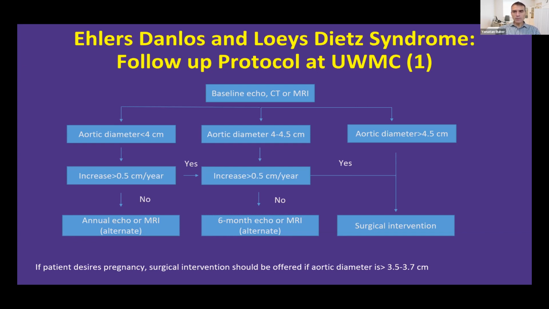The indication for root surgery for women who desire pregnancy is not very clear. The recommendations are not very strong, but we use anywhere between 3.5 and 3.7, which is a pretty low cutoff.